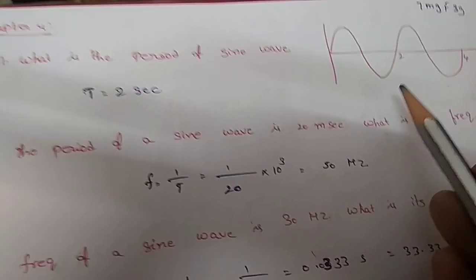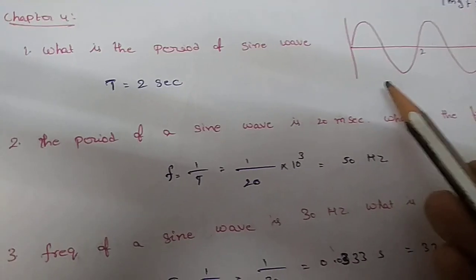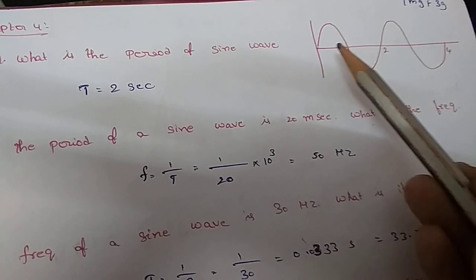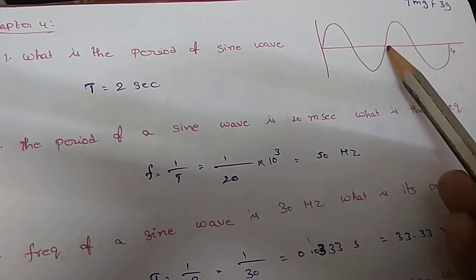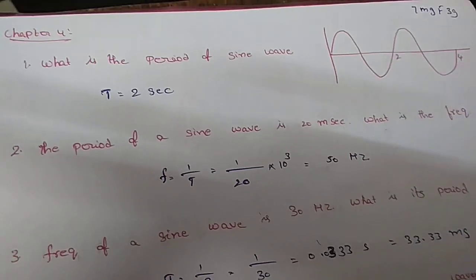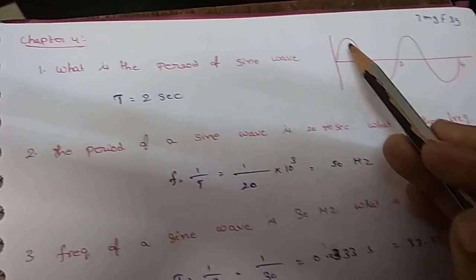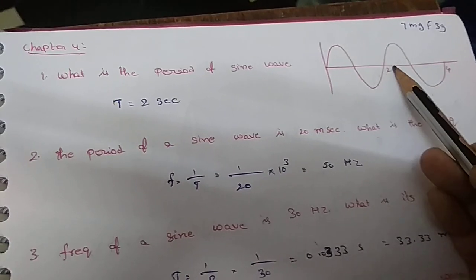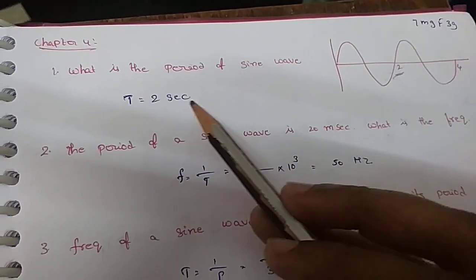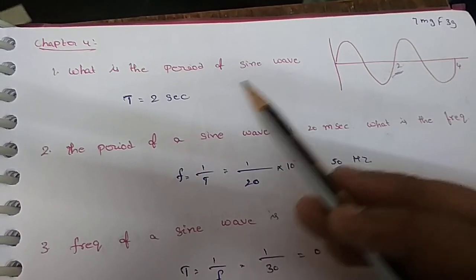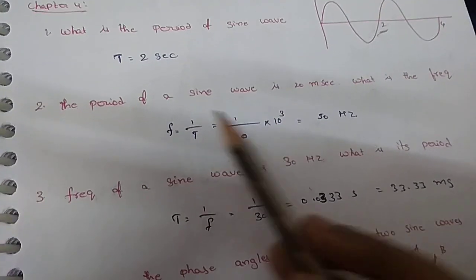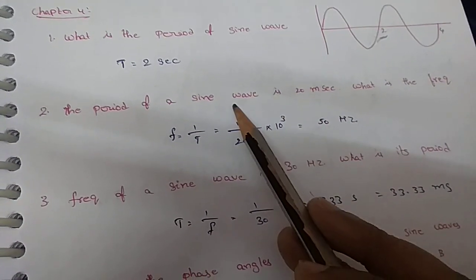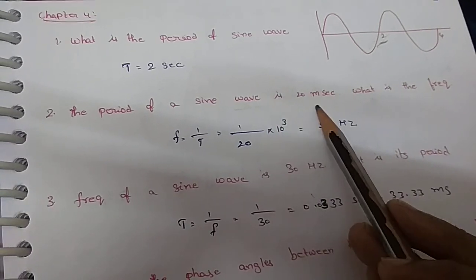Here I'm just considering a sine wave. If you observe here, the time period of the wave is simply how much time is required to complete one complete positive and negative cycle. To complete one positive and negative cycle, I require 2 seconds. So the time period of the sine wave is 2 seconds. In similar fashion, the time period of this sine wave is 20 milliseconds.